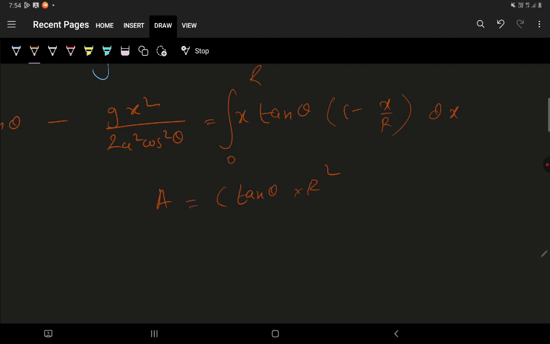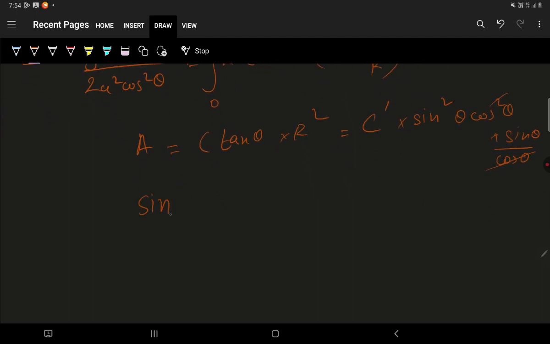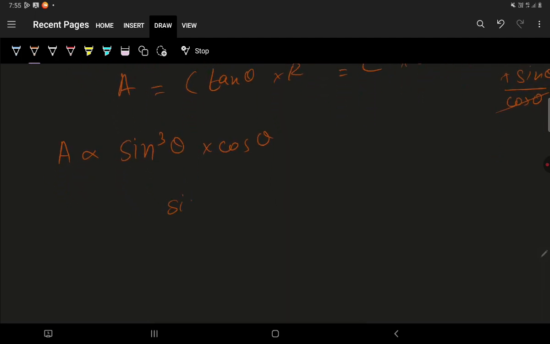Okay. Now R square can be written as another constant c dash into sine square theta cos square theta into sine theta by cos theta. Cancelling one cos theta, you will get sine cube theta into cos theta. That is, area is proportional to sine cube theta into cos theta. You know one thing, that sine square theta plus cos square theta is equal to 1, right? Now I'll be giving you two methods to maximize the area. That is, A is equal to k times sine cube theta into cos theta. You can maximize the area and find the required value of theta in two methods.